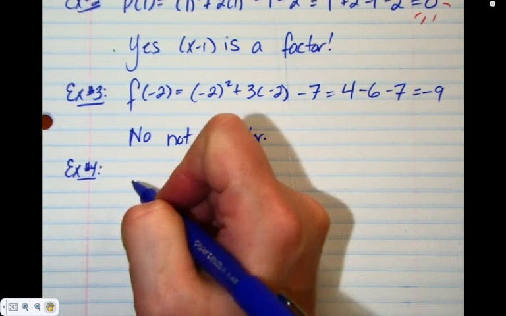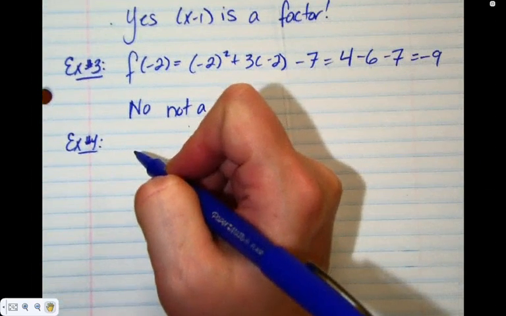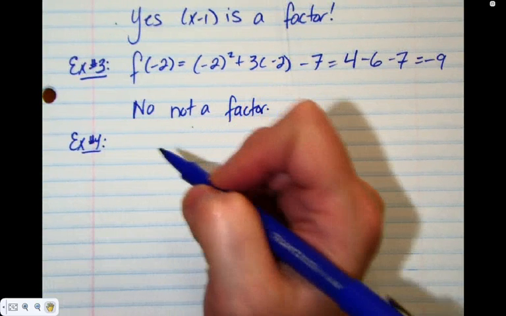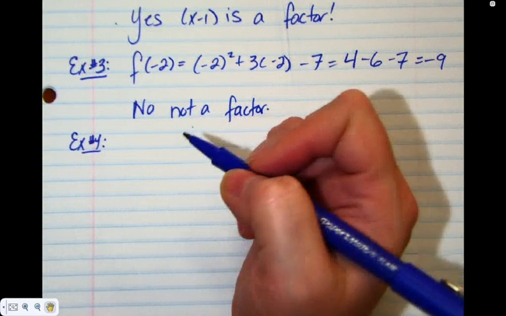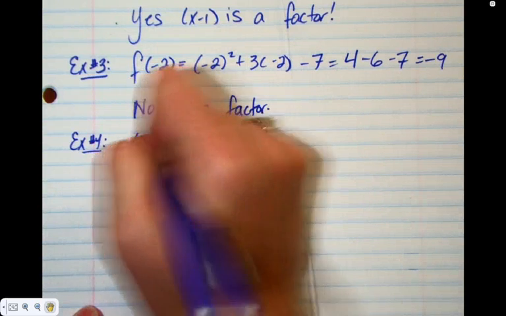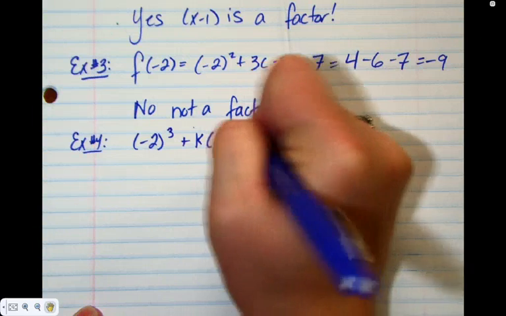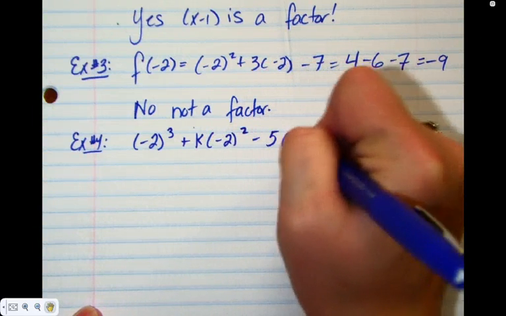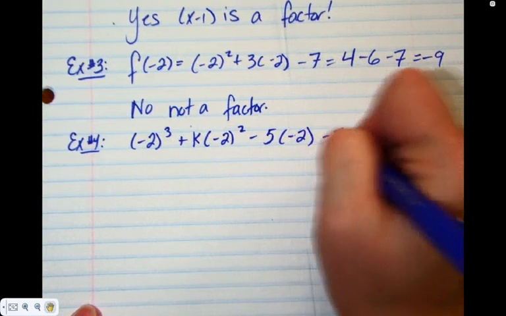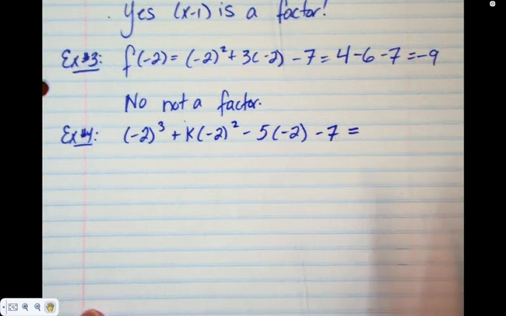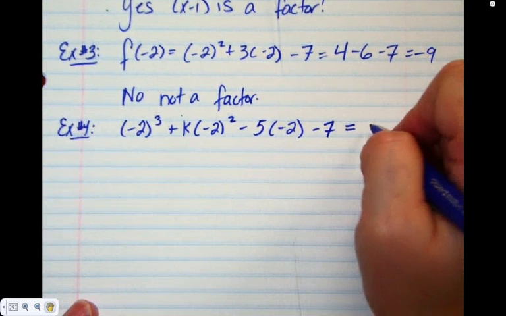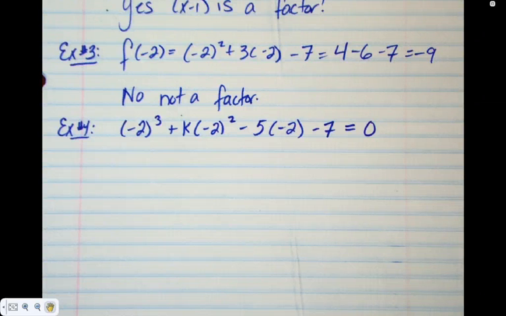What's the value I need to sub in? Where does that come from, negative 2? X plus 2 equals 0, solving for x. So I know I'm going to have negative 2 cubed plus k times negative 2 squared minus 5 times negative 2 minus 7. And I know this has to equal 0. How do we know it has to equal 0? Because they told you it was a factor.